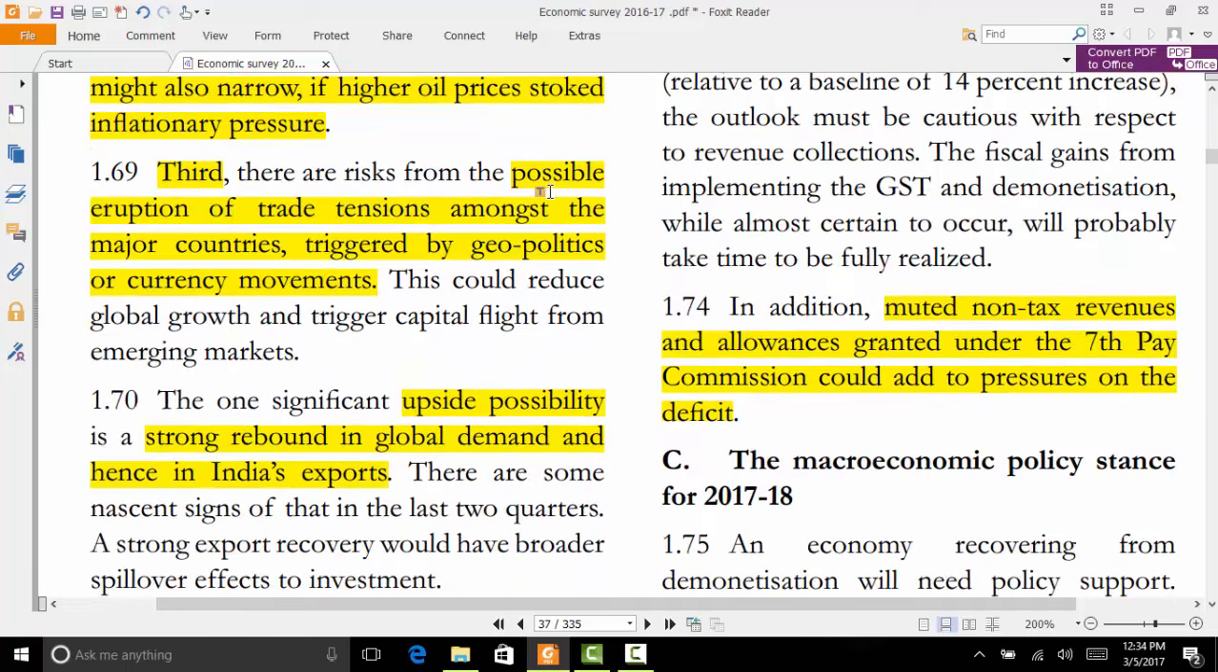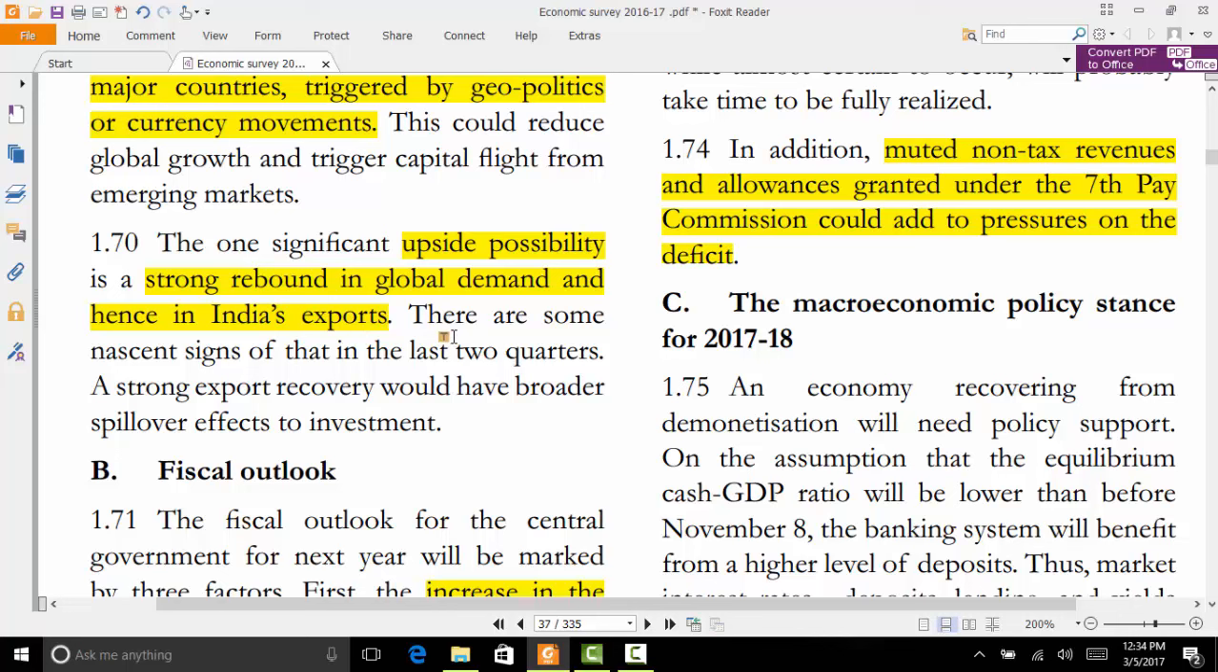Coming to next, you see the possible eruption of trade tension amongst the major countries triggered by geopolitics, currency movement. Come to next, upside possibility to rebound in global demand and hence India's exports. So there is one chance of this, that if strong growth in global demand increases, it has a potential to increase India's exports also. And India's export to GDP means whenever export rises, it has a very high elasticity to the growth of our country.